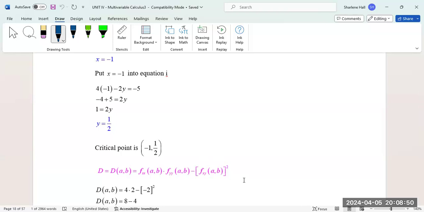What's the value of f of xx? F of xx. Mhm. 4. No. When I say the value of f of xx, is it positive or is it negative? Positive. Yeah, easy. So it is positive, right? So if it is positive, it's going to be a relative minimum. But if f of xx is negative, it's going to be a relative maximum.